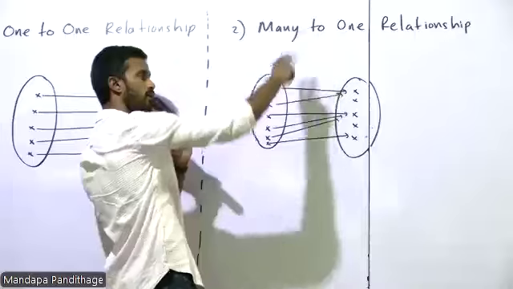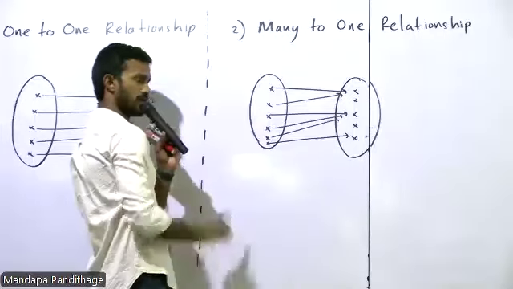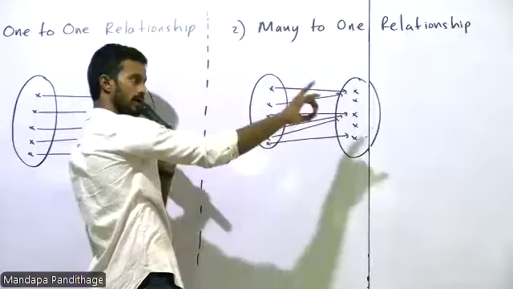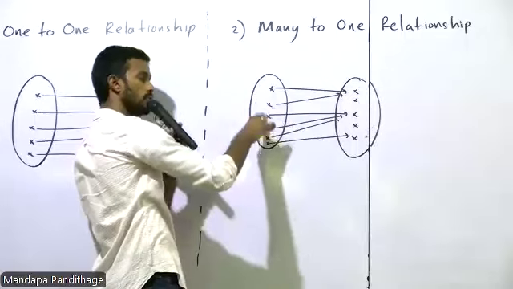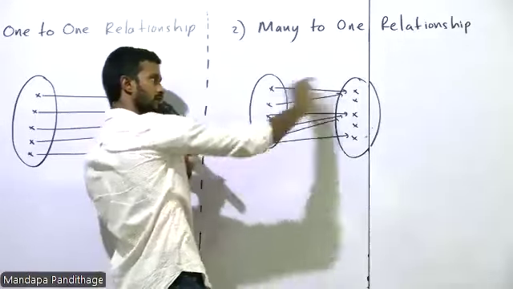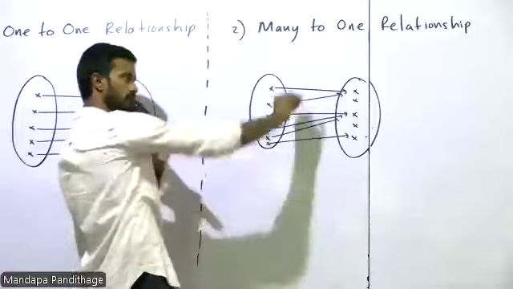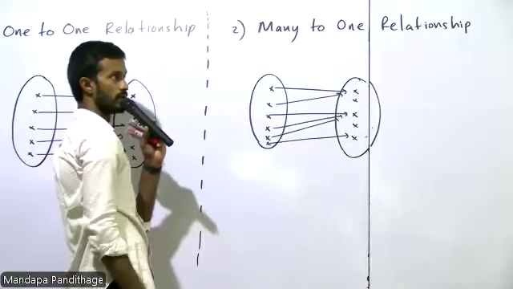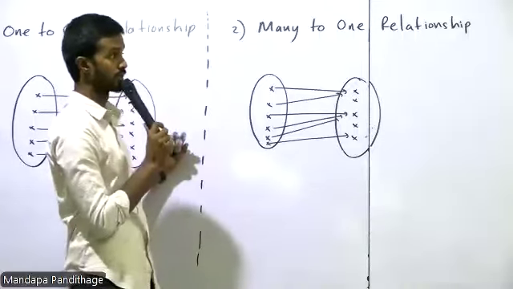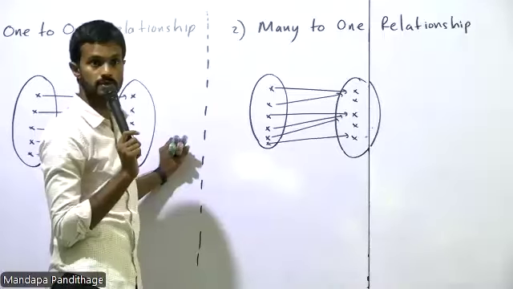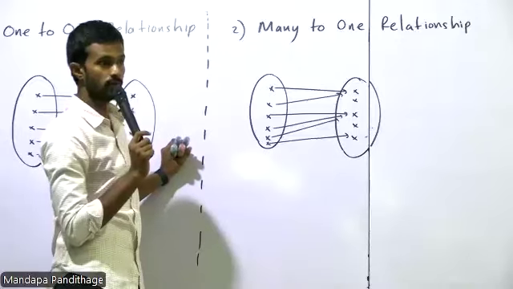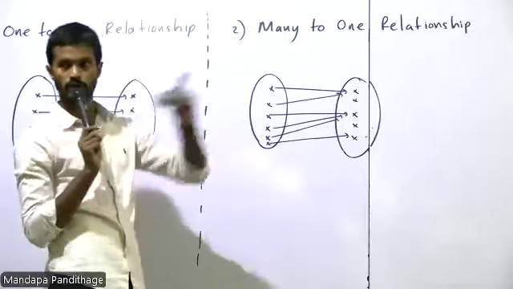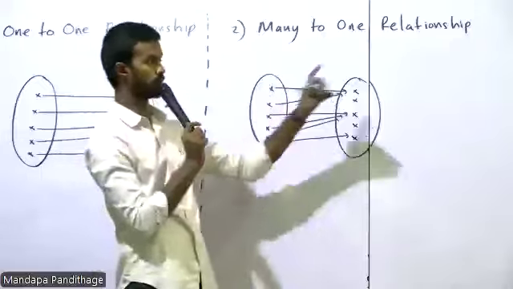But this becomes many-to-one because of these two special cases. So what is a many-to-one relationship? A relationship that connects two or more elements of a set with one unique element of the other set is what we term as the many-to-one relationship. Okay, then tell me what are the other two relationships? It's many to many and one to many.